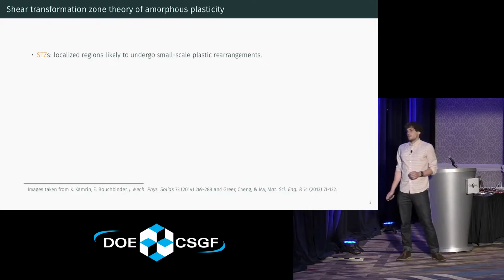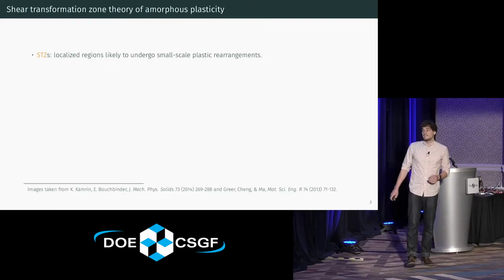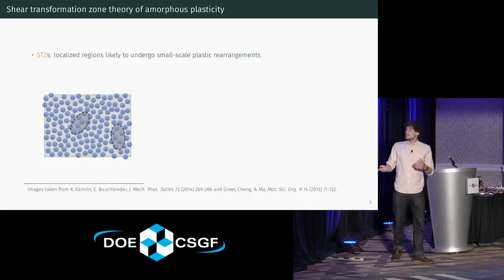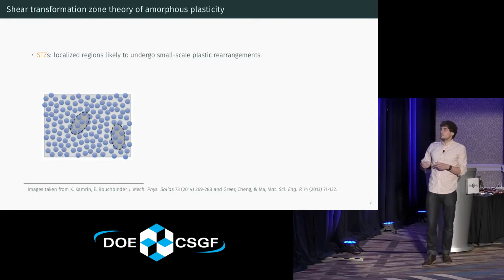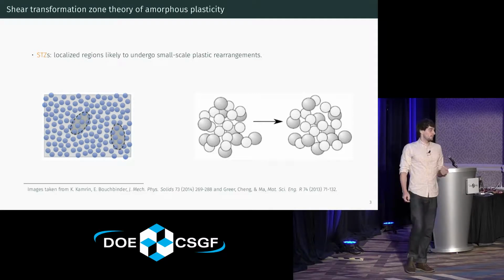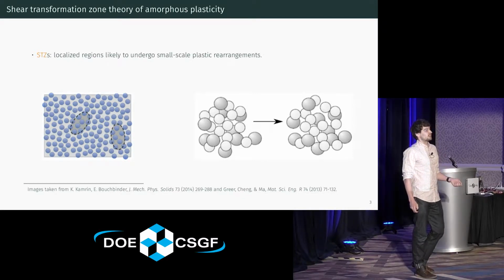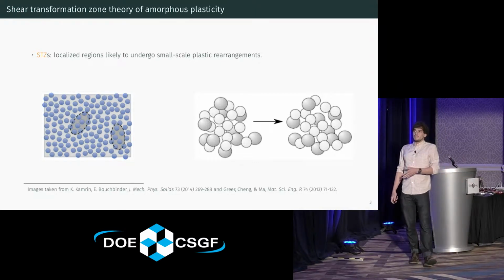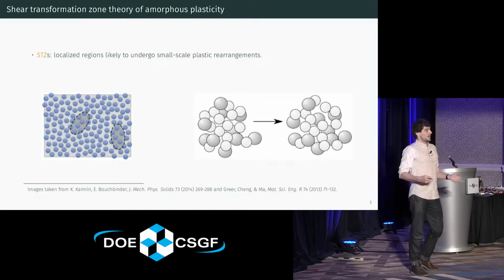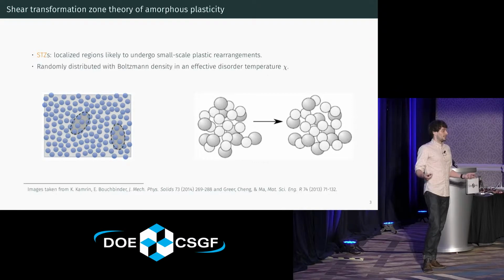So here's an image of an amorphous material where I've highlighted two STZs. They don't look any different from the rest of the material. You can't really distinguish them by eye. But when the material is subjected to shear, you'll have one cluster that will transition to a cluster basically in a different arrangement. And every time one of these rearrangements occurs, the material accrues a small increment of plastic strain, and it's the conglomeration of many such events that leads to macroscopic plastic deformation. These STZs, it comes out of a statistical mechanical treatment, are randomly distributed in a Boltzmann density throughout the material in an effective disorder temperature denoted by chi.